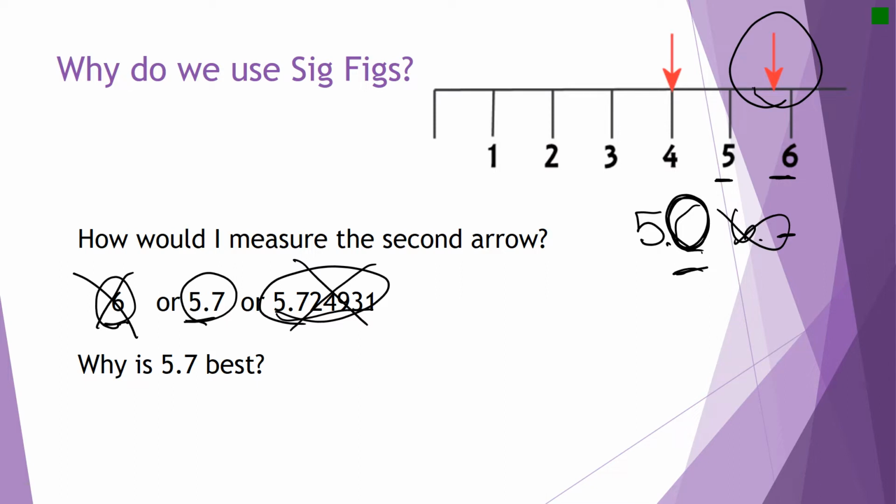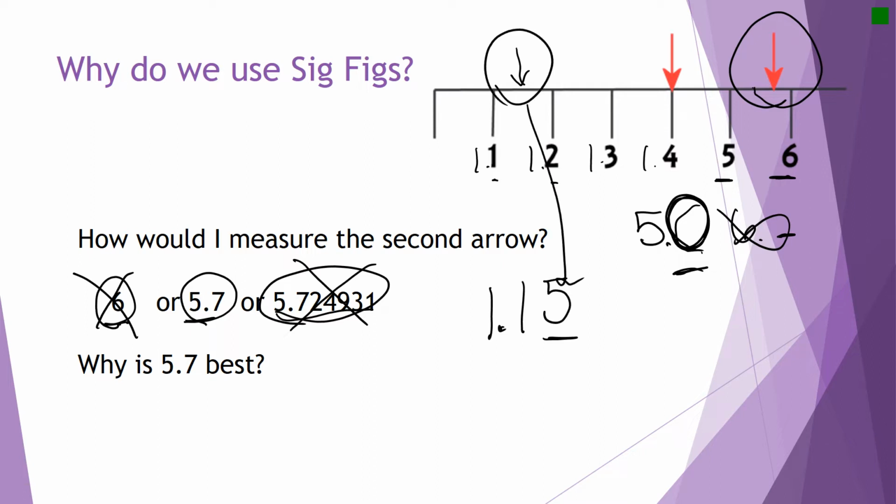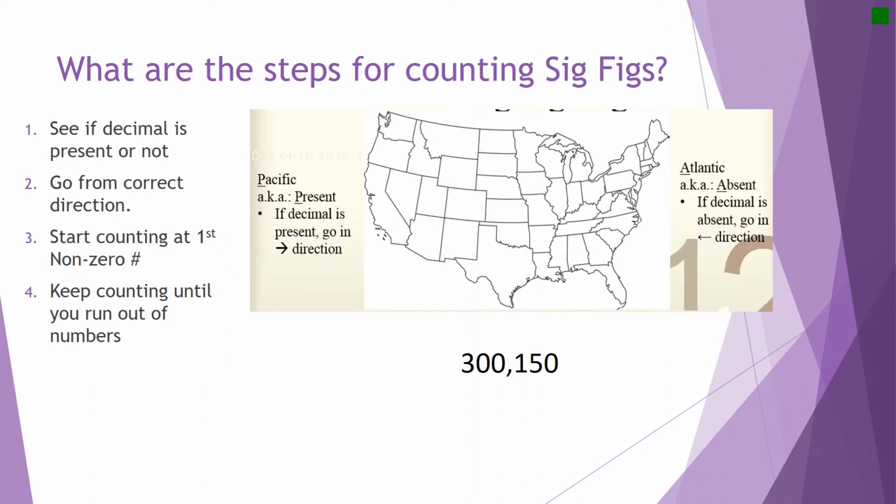So you always find whatever number you're in between, so let's say this said 1.1 and 1.2 and 1.3 and 1.4. Now let's say I'm midway between 1.1 and 1.2, and I can go one further because this is in the tenths place, so I can go to the hundredths, and I would say 1.15 for this black arrow right there. But we need to convey how good our instrument was, and that's where we get sig figs.